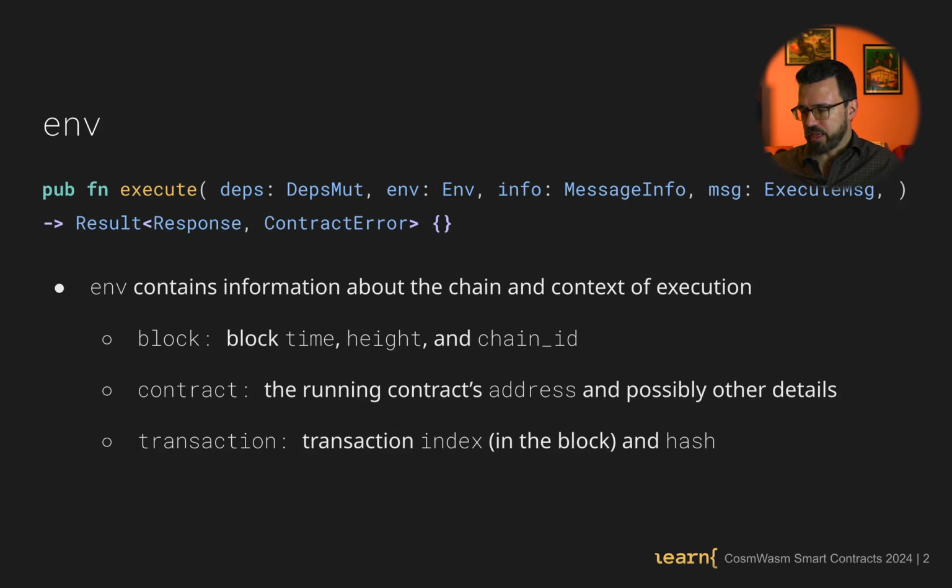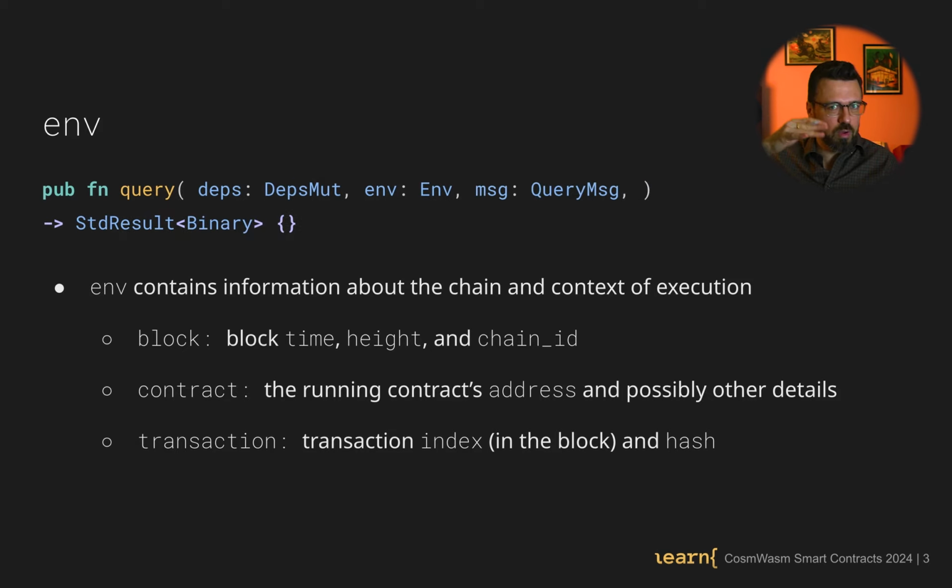It doesn't take info. Info is stuff about the signer and funds being sent and things like that that aren't applicable to a query, since a query is view only, has no consensus, doesn't change state, doesn't spend funds. So even though we don't get message info up here, we do get the ENV, the environment information, so our query can also check information about the current block, or at least the most recent block. Although in this case, obviously, there won't be transaction information available to the query.